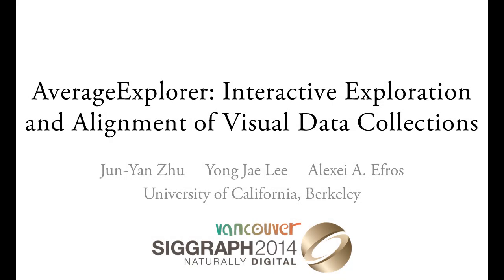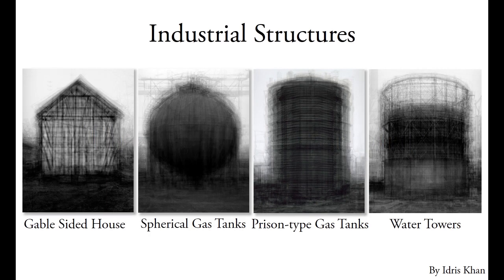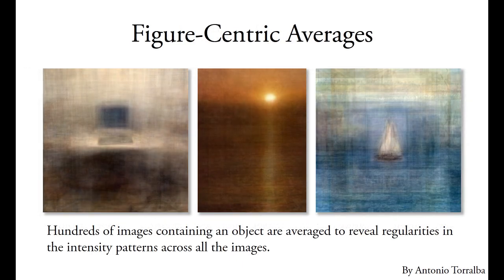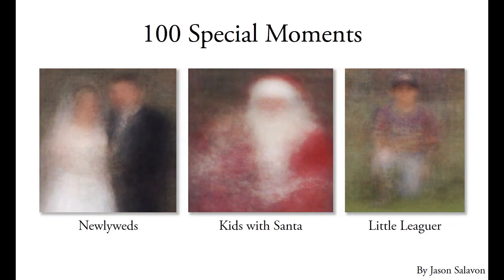We present a system that allows the user to interactively explore and visualize big visual data. The main inspiration of our work is the recent surge in the use of data analytics and visualization techniques in contemporary art. In particular, the simple technique of image averaging has been used extensively by several well-known visual media artists. For example, Jason Salvan created beautiful average images of special moments by manually aligning and averaging 100 images handpicked from the internet. But creating these averages requires a lot of time and manual effort.